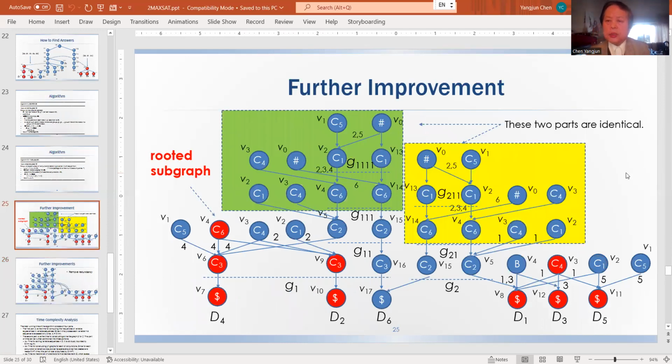This working process can be greatly improved because in this process, a lot of nodes will be repeatedly accessed. For example, this part of the graph is completely identical to this part of the graph. Then any nodes in this graph should not be explored again. In this way, we can get a polynomial time algorithm to solve the 2-mask sort problem.